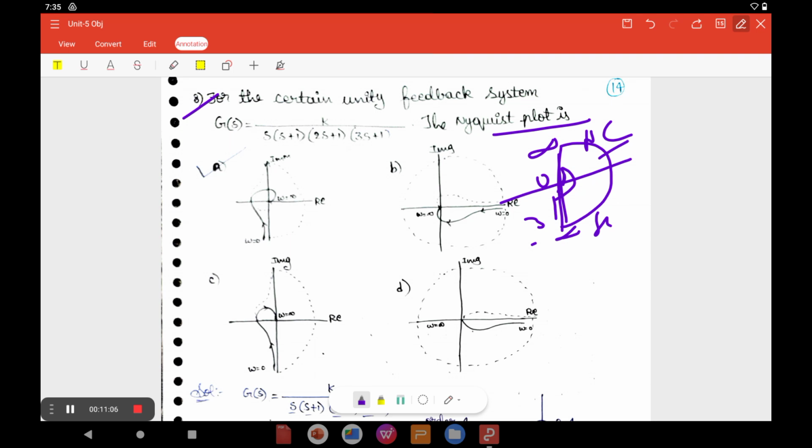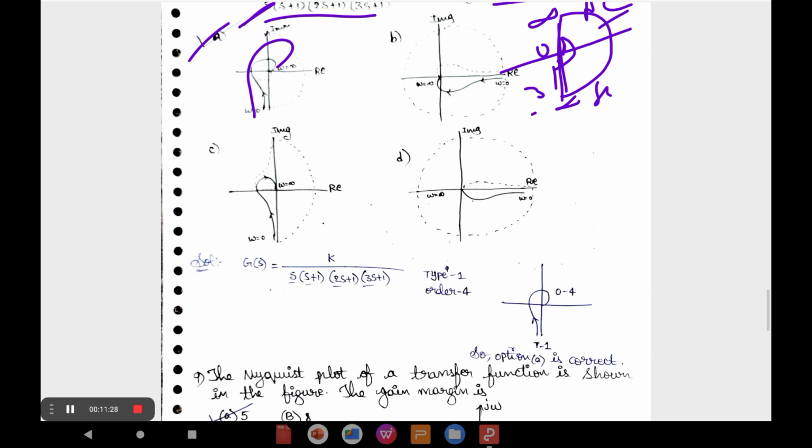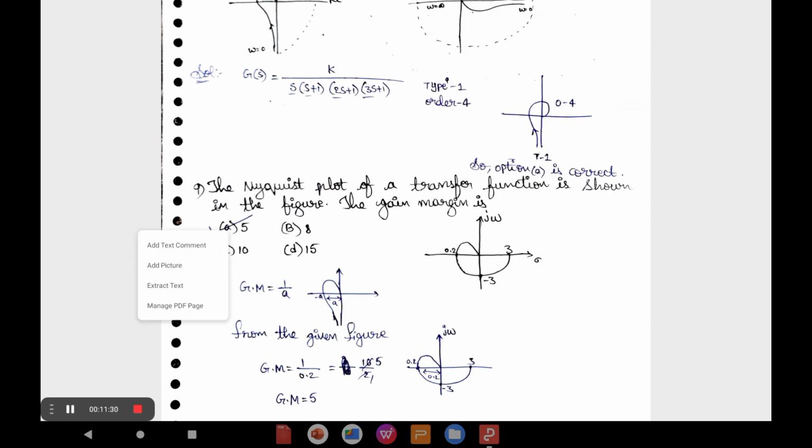From this conclusion, it's a fourth order system. Fourth order means it starts at some point, but it ends after 1, 2, 3, 4. Therefore, it is a type 1 system starting here and ending with fourth order. Therefore, this is the right answer for this question. There is a shortcut trick for this one also.